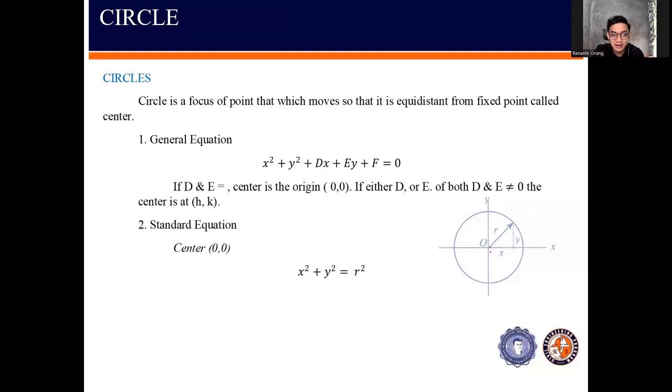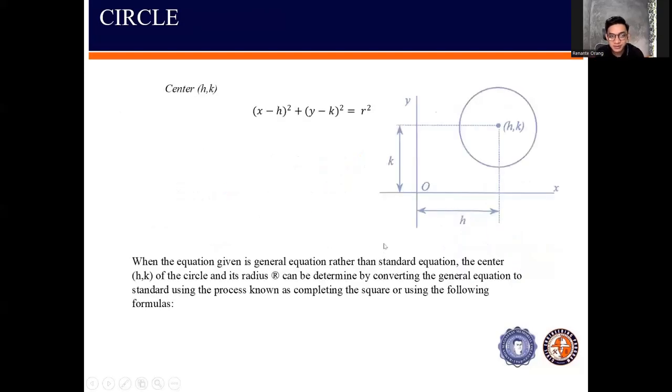We will discuss this topic later. For the standard equation, for example, our center is at 0, so d and e are equivalent to 0. Therefore, these two just cancel out. Transfer it to the other side, then square it. That is equivalent to x squared plus y squared is equivalent to r squared. That is why h and k are 0, because there is none.